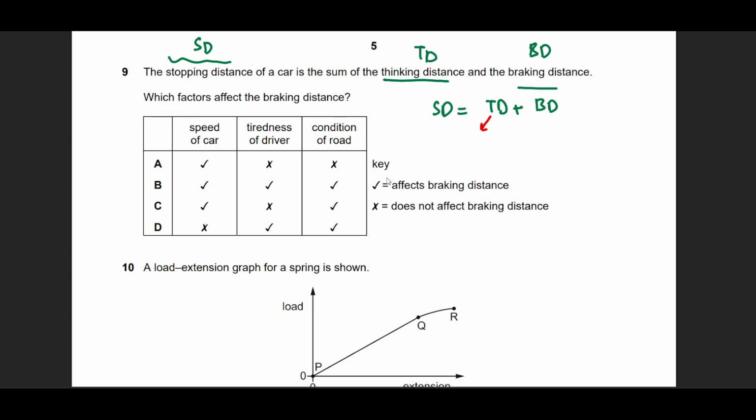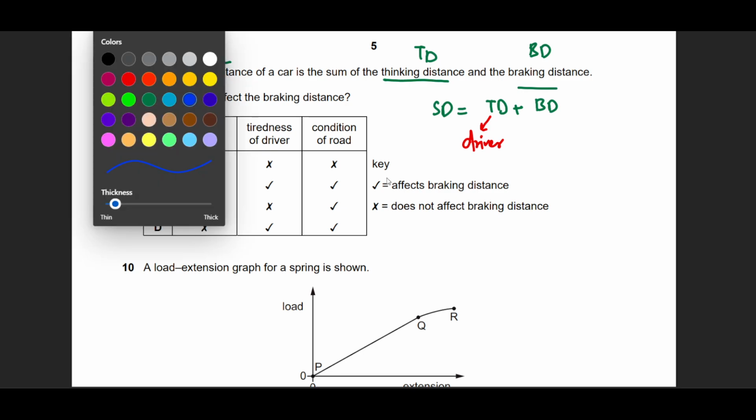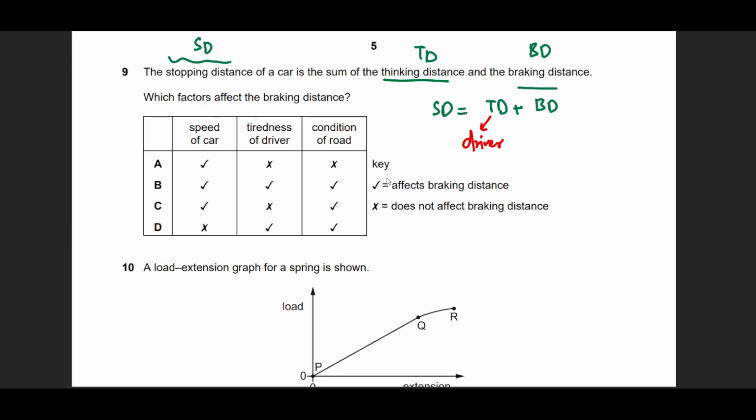Thinking distance is purely going to depend on the driver. Is the driver alert? Is the driver under the influence of any drugs? Or is he paying attention to the road? Is he using a phone while driving? And braking distance is primarily dependent on the environment, your vehicle, or the condition of the road. So it depends on the car, the road, the tire conditions. Anything other than the driver will be controlling the braking distance.